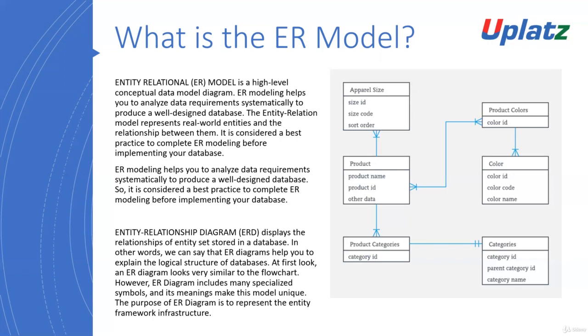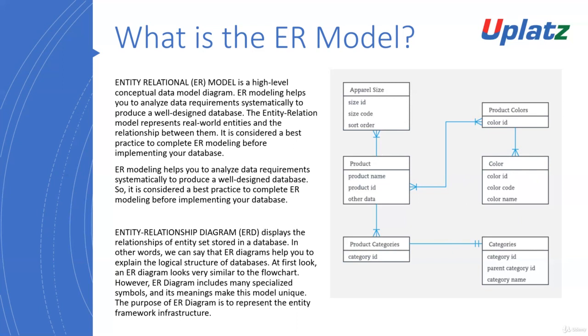At first look, an ER diagram looks very similar to a flowchart. However, an ER diagram includes many specialized symbols, and their meanings make the model unique. Even the arrows that are being used here have a particular meaning, which helps us understand what kind of relation they are sharing. Is it one to many? Based on cardinality, we will talk about it more later in the video. For now, the ER diagram helps us understand the meaning of the relation between the tables.